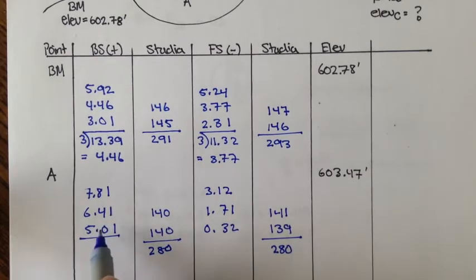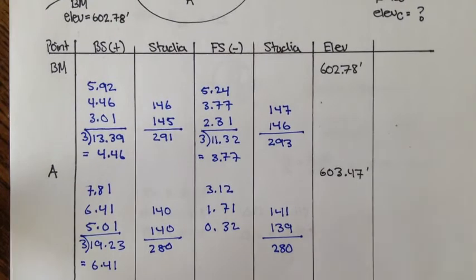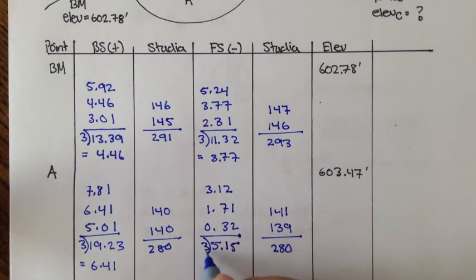So, let's go to our backsight. Let's add these together. You get 19.23. You divide by 3, and you get 6.41. Okay? Same thing for the foresight. You add these, and you get 5.15. You divide that by 3, you get 1.72.